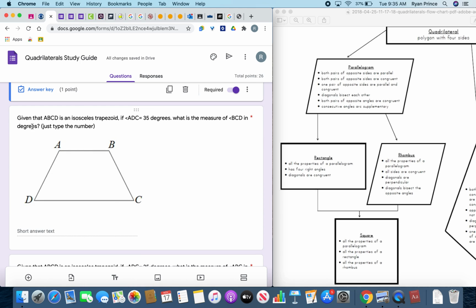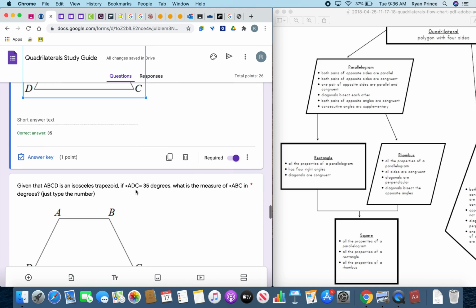Now we have an isosceles trapezoid. This is different. Now they do relate to each other. The base angles are congruent to each other. So this angle is congruent to that angle. This angle is congruent to that angle. But then they're still supplementary on the legs. So A and D are supplementary and B and C are supplementary. It says ADC is 35 degrees. What is BCD? Okay, if it's 35, then BCD is 35 because they're congruent to each other.